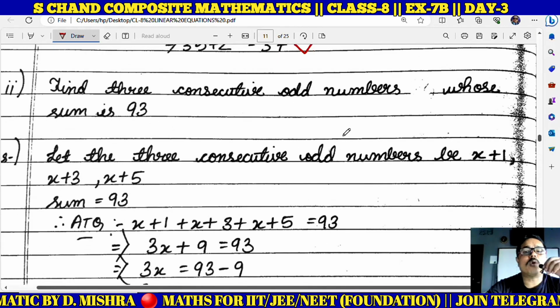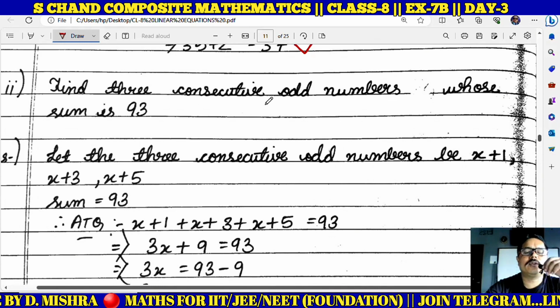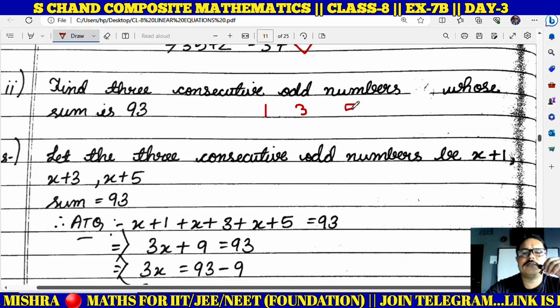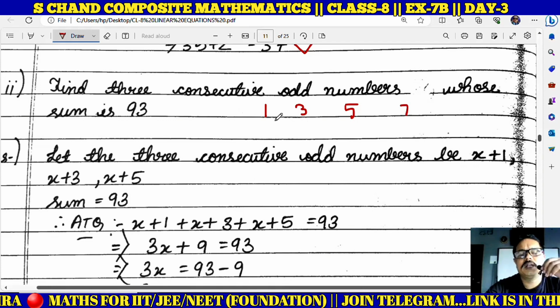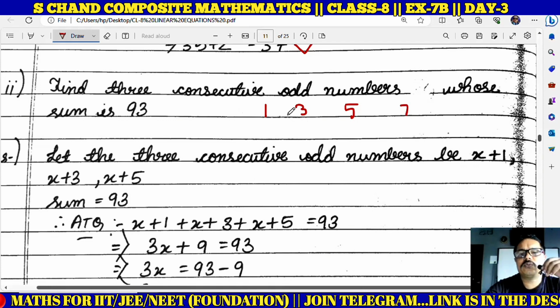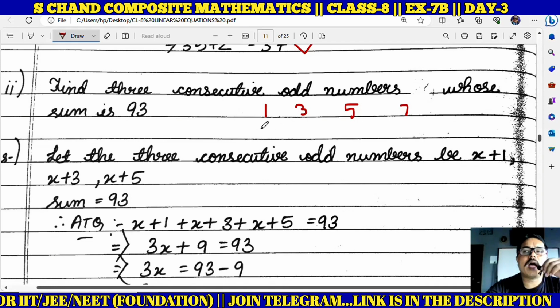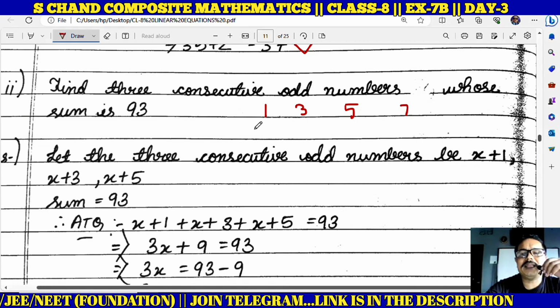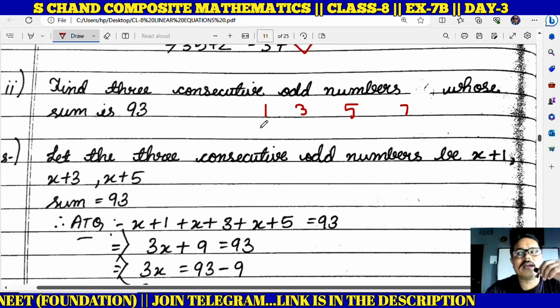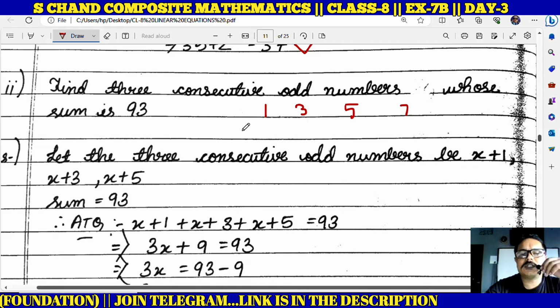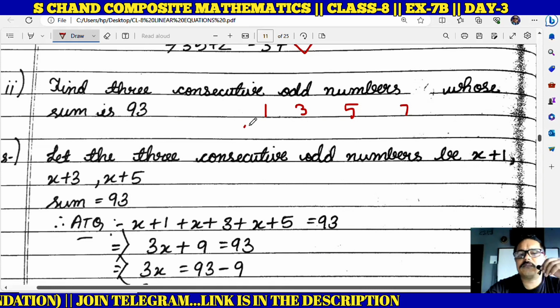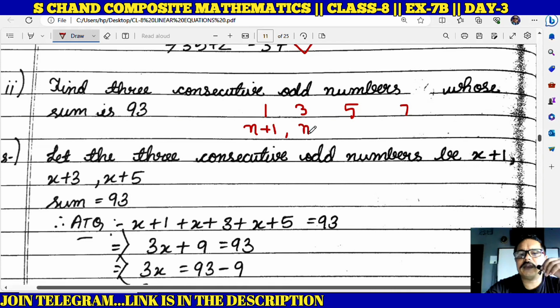Find 3 consecutive odd numbers. Now odd numbers means what? We know that 1, 3, 5, 7 are the odd numbers. So 1, then 1 plus 2, then 1 plus 4, then 1 plus 6. So similarly, if you assume that the first number is x, then the second will be according to that. But I will suggest you, instead of letting the first number be x, assume it x plus 1, then the second will be simply x plus 3, and the third one will be simply x plus 5.